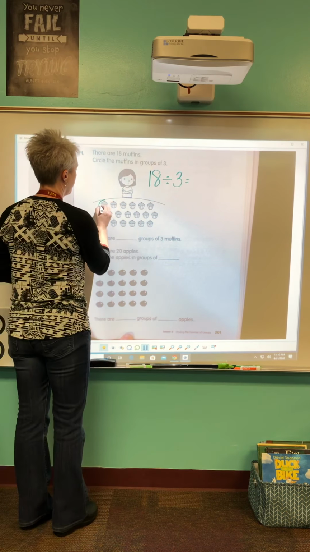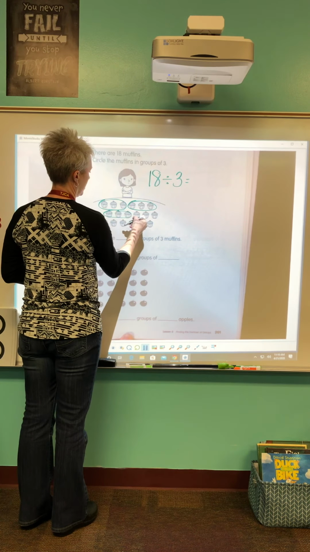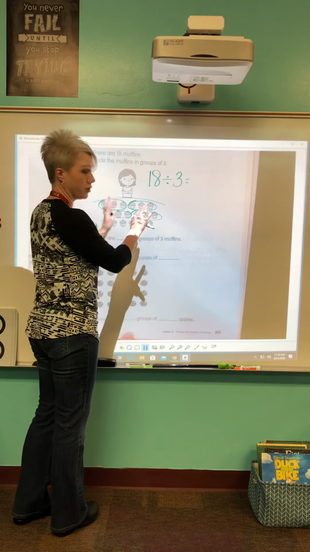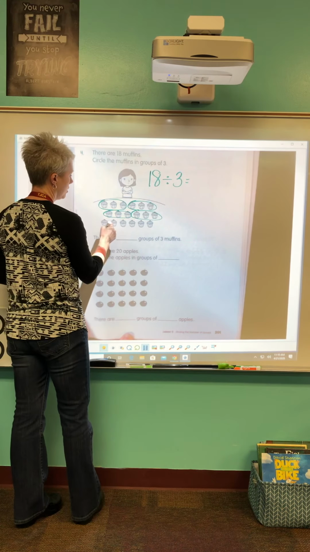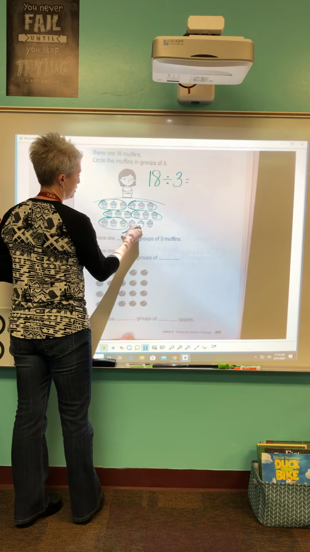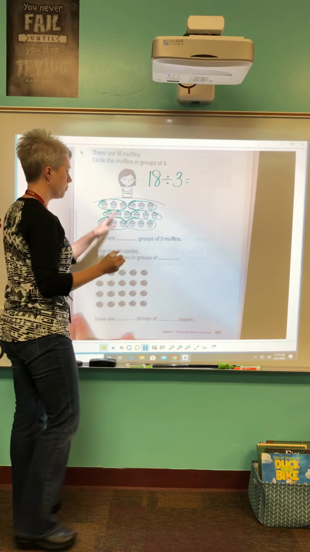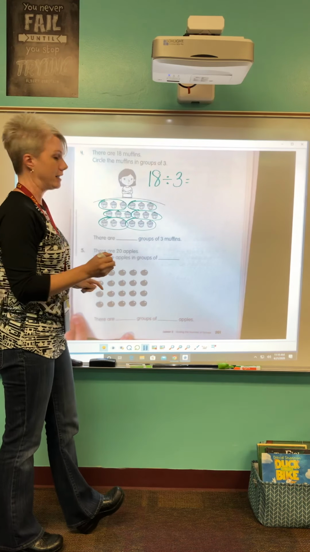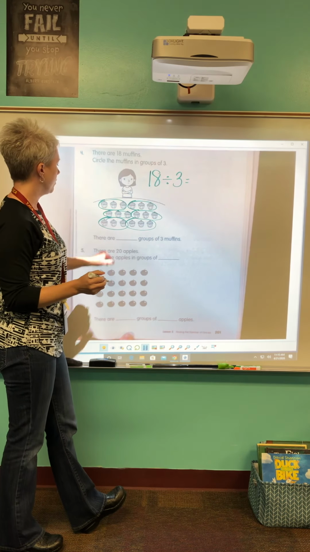1, 2, 3. 1, 2, 3. Remember, each group has to have 3 muffins. That's why I'm putting them in groups like this. 1, 2, 3. So each group has 3 muffins. Circle the muffins in groups of 3. We did that. How many groups do we have?